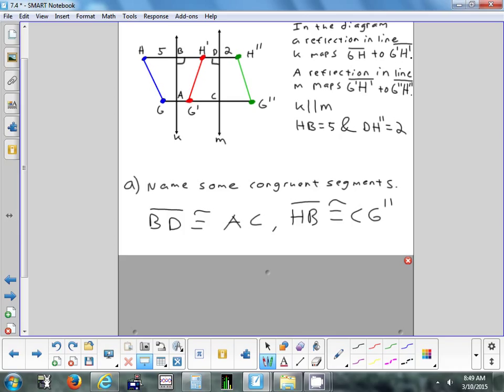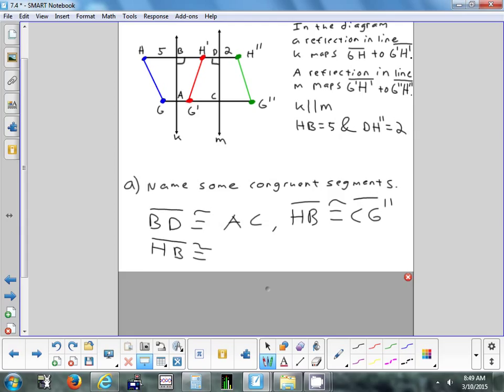Okay, so that one's a little more complicated to prove why that's true. Does everybody agree? It's true. Why is that true? Let me give you another fact. I think that's a little easier one to understand with HB. HB is congruent to H prime B. That's a reflection. H and H prime are the same distance from the line of reflection.